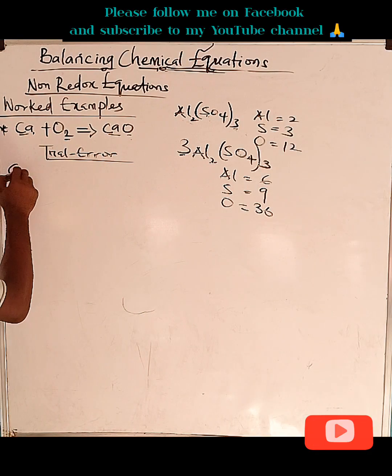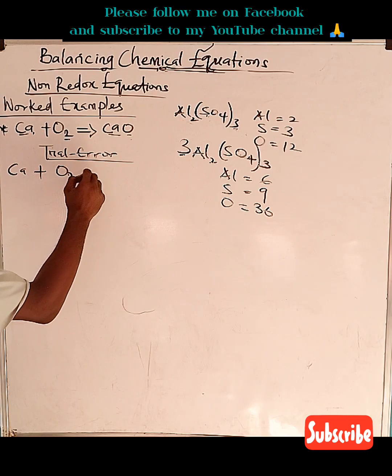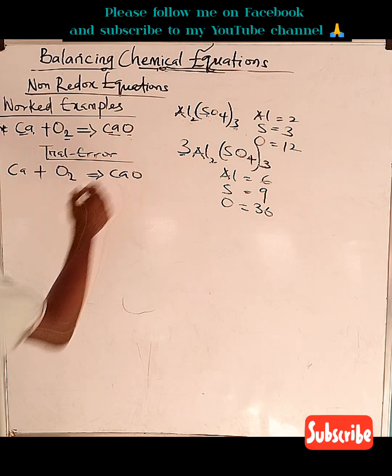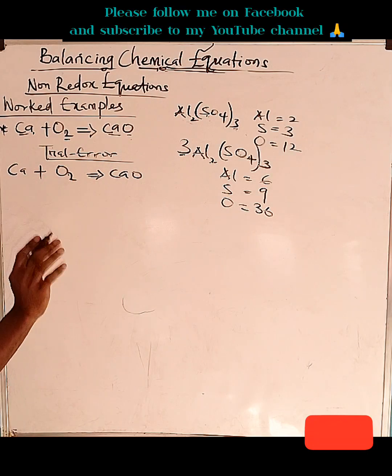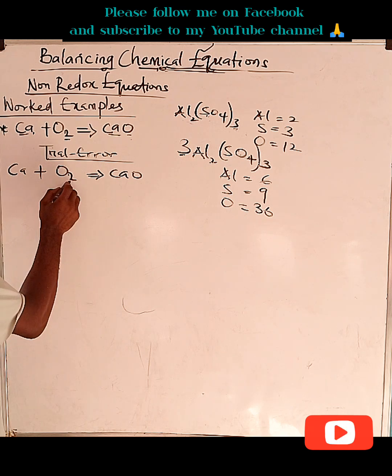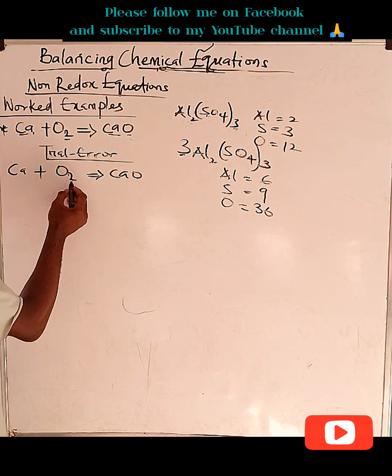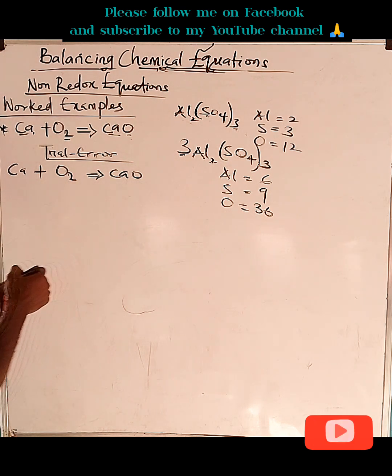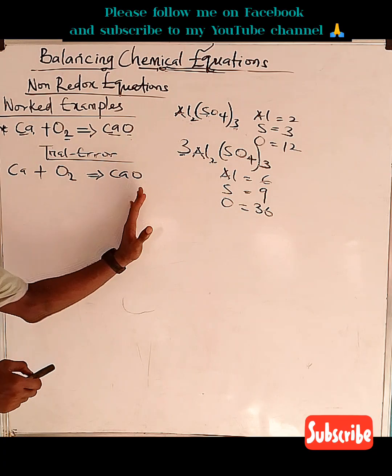So I have my calcium here, I have my oxygen here, and I have my CaO here. So calcium is settled. Let me just leave that out first. I'm going to focus first on the ones that are not balanced. Oxygen is 2 atoms. Oxygen is 1 atom. So what do I do to balance the oxygen on the product side?